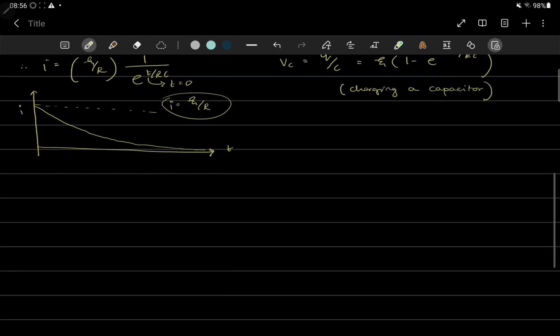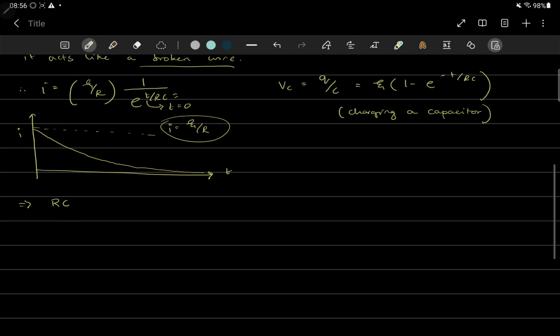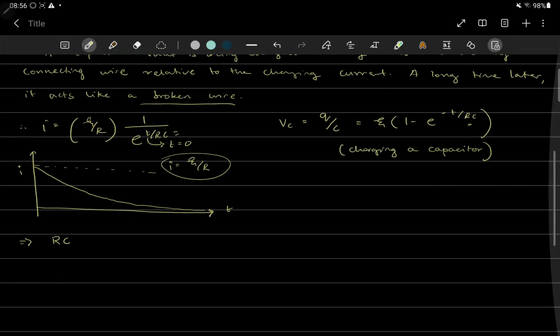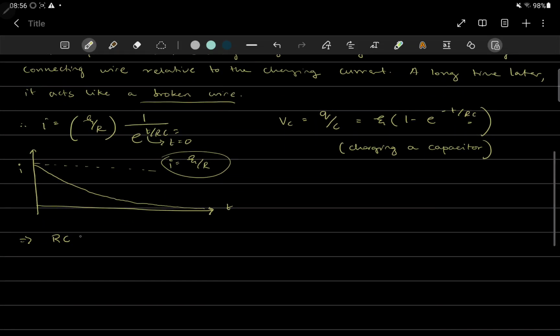Okay, so now I want to explain a little bit about what this expression, or basically this constant term, is, which is denoted by RC. So this RC, the product of the resistance and the capacitor, which basically comes up in all expressions over here, is denoted as the time constant, which we denote with tau.